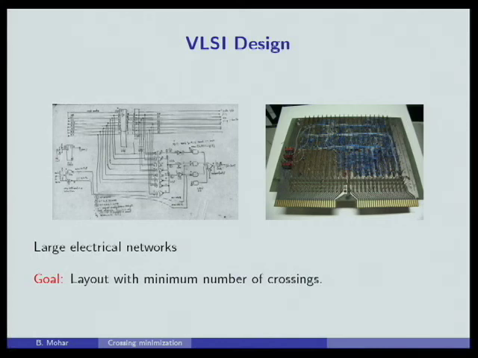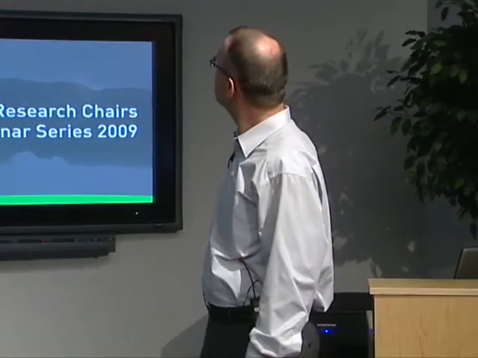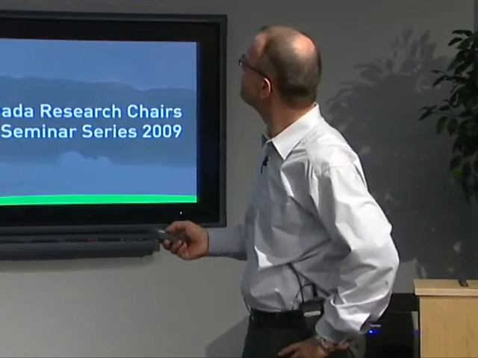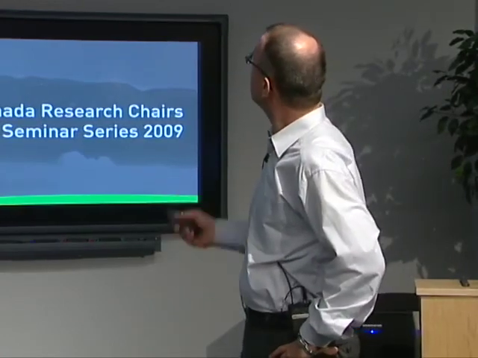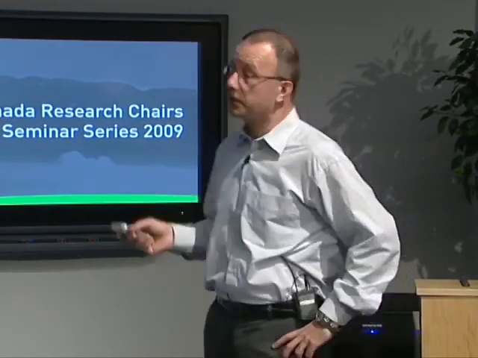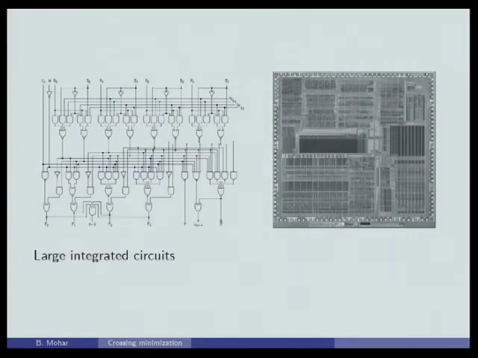So that's a general problem in VLSI design: to minimize the number of crossings in order to get a simple layout for the electronic circuits that you're producing. Here is another one, a bigger electronic circuit. Today, these electronic circuits have not only millions, but even billions of elements. So it's an area of very huge, large graphs.